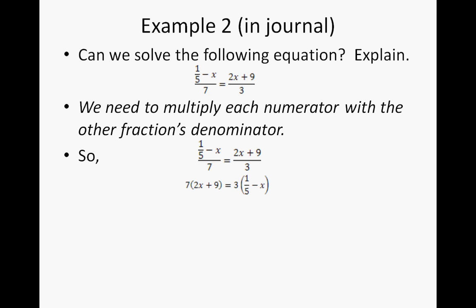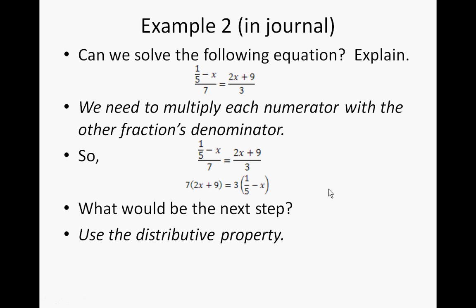we're going to multiply, and it doesn't matter if the 3 times the quantity of 1/5 times x is on the other side, whether these are transposed, it doesn't matter. So if yours is on the opposite side, just keep going. So what would the next step be? Now that we know that we have a linear equation, we use the distributive property.